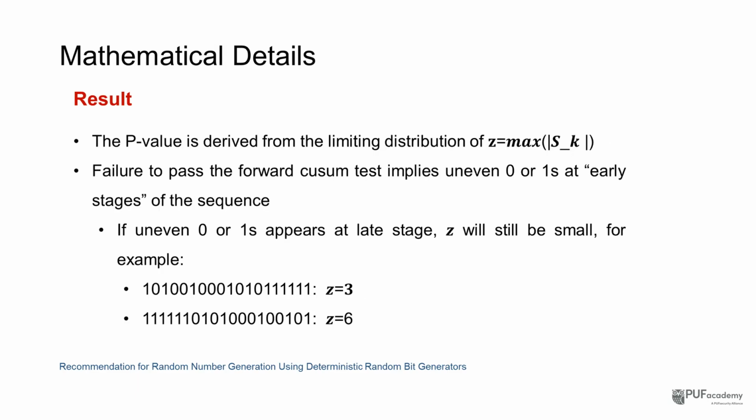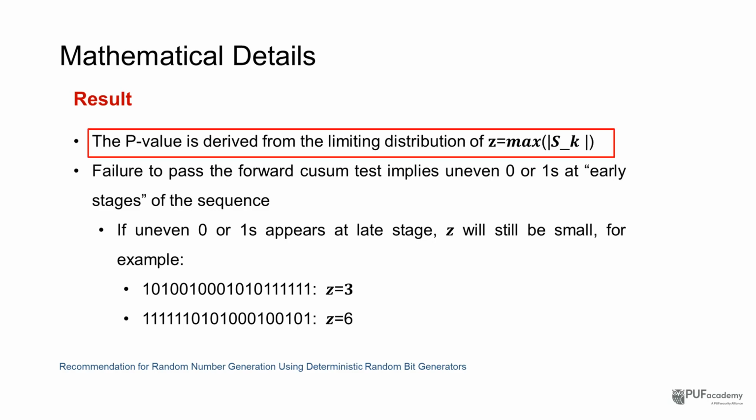This slide shows the mathematical details regarding the results of the cumulative sums test. The first point is how the p-value is determined. The p-value is derived from the limiting distribution of the test statistic z, which, as we discussed, is the maximum absolute value of the partial sums. This is the theoretical basis that allows us to interpret our test results statistically.